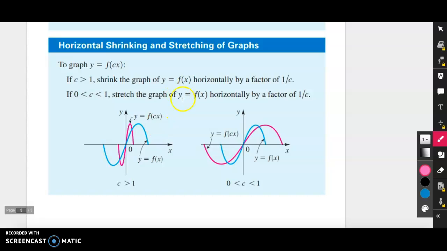And then horizontal stretching and shrinking, this is the one that's wonky, you guys. It's opposite of what you're normally thinking. So if you have a fraction inside, like 1/3 or 0.25 or 5/8, that's actually going to end up being a horizontal stretch. So like here, it would have taken my graph and I would have grabbed it and stretched it this way. As opposed to if you put a whole number inside. So if I did f of 8x, that's going to actually horizontally shrink or squish my graph.